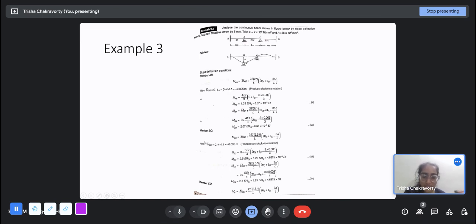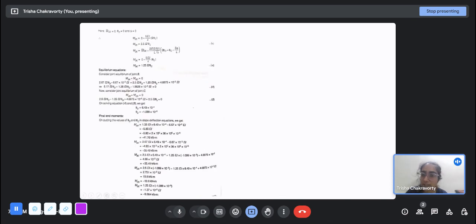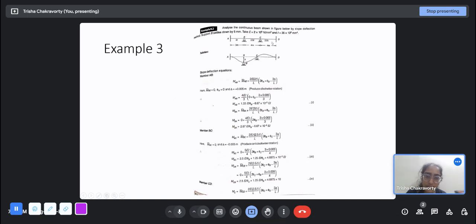Next we move on to member BC, where MBC bar and MCB bar are again 0, and this term will be 2EI into 2.5I by L, because here the moment of inertia is given as 2.5I, into 2 theta B plus theta C minus 3 delta by L. Here see the delta B, since it is deflecting in span BC, it is giving an anti-clockwise movement. So this is minus 0.005. We get the MBC and MCB expressions. In member CD, MCD bar and MDC bar are again 0, with theta C and theta D, and delta is again 0 because in span CD there is no settlement. We forget that there is settlement at B when we are looking just at span CD.